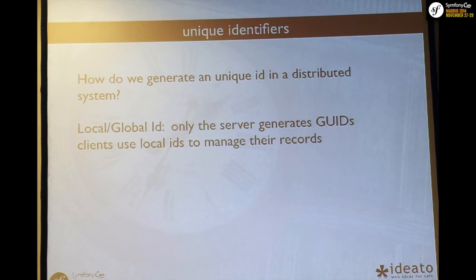Basically, only the server is going to generate globally unique identifiers, okay? And the clients can use their own local IDs, okay? It doesn't matter if they are auto-increment or whatever, because they are only valid for a given local mobile device, okay? When we synchronize the data, the server is in charge of generating a globally unique identifier for the record that doesn't have one.